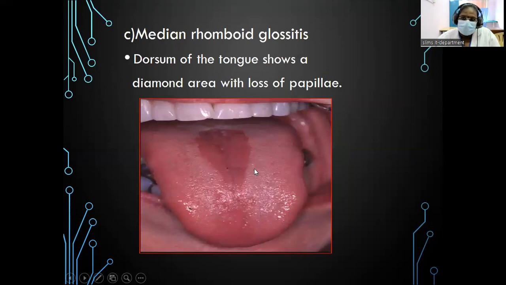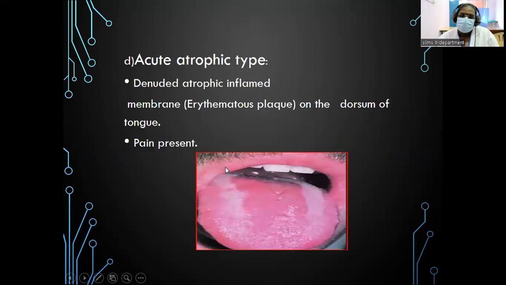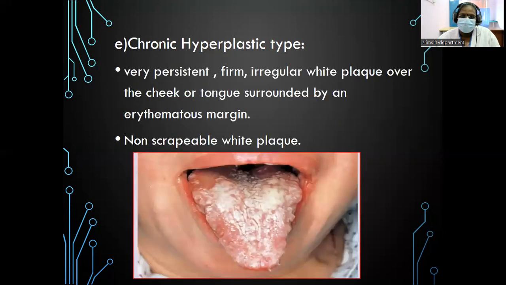Another clinical type of oral candidiasis is median rhomboid glossitis. The dorsum of the tongue shows a diamond-shaped area where there is loss of papillae. Another clinical type of oral candidiasis is the acute atrophic type, with a denuded, atrophic, inflamed membrane on the dorsum of the tongue, and pain is present.